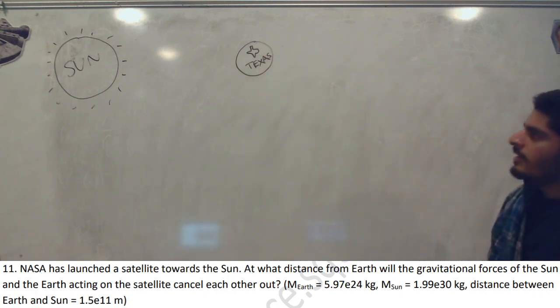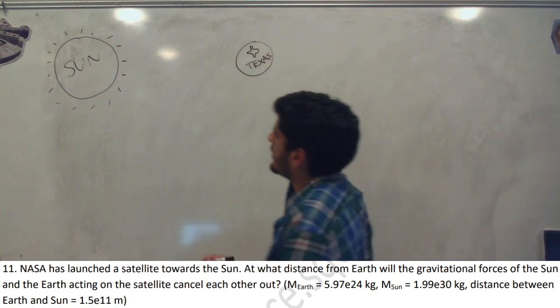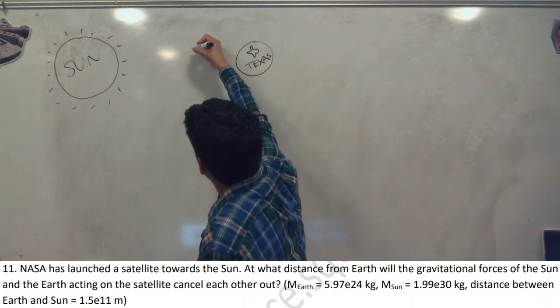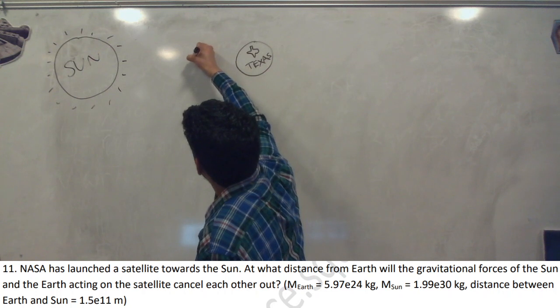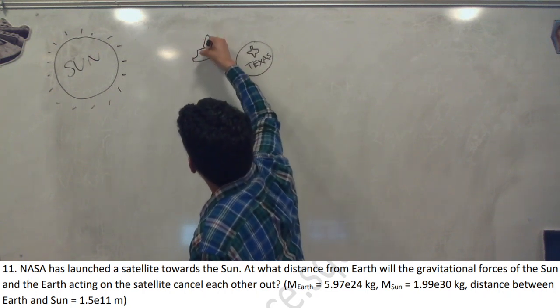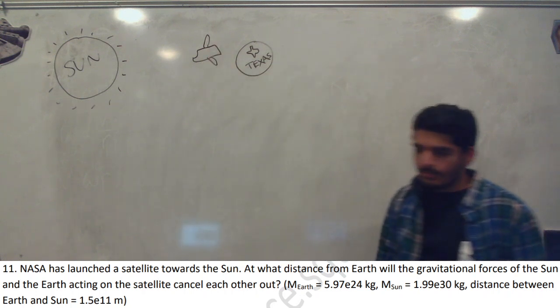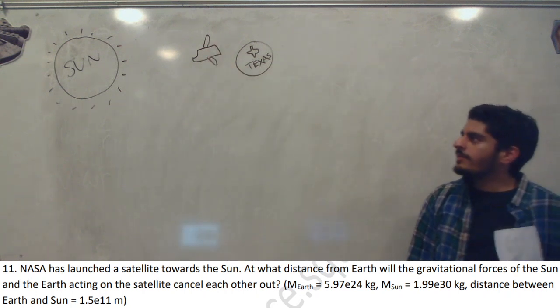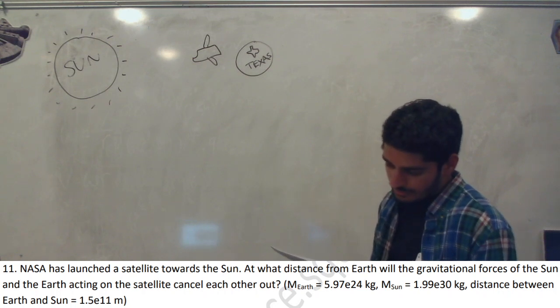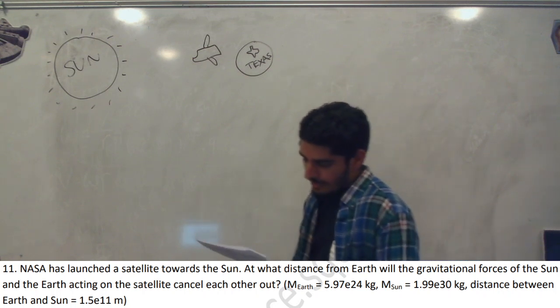And so we say that we have a satellite that's somewhere in between the sun and the Earth. We're going to say the satellite is somewhere about here. Doesn't matter where you draw it. Make sure to give it wings. That's our satellite. Whatever you want to draw it as.